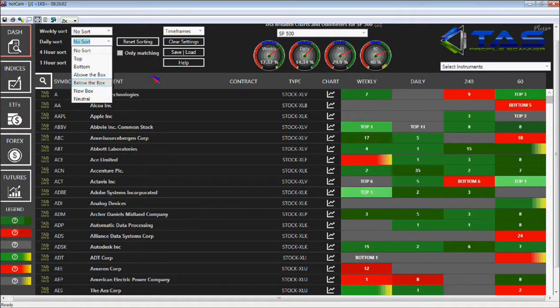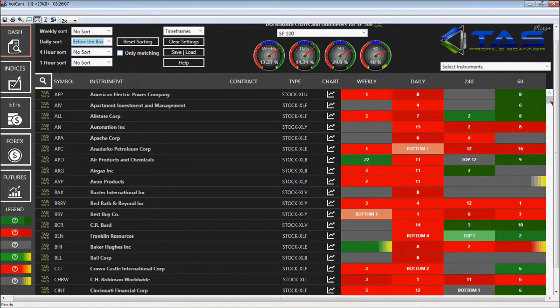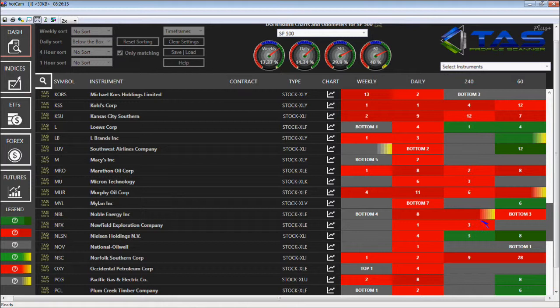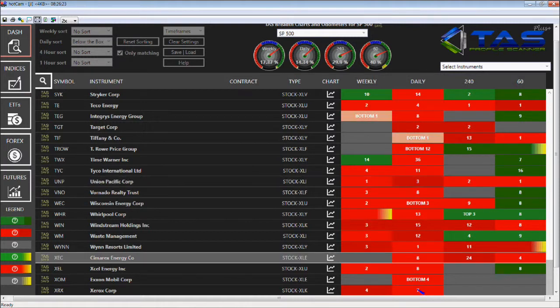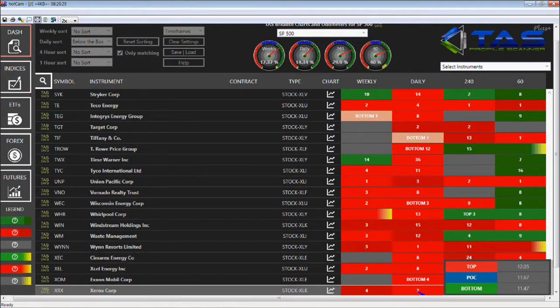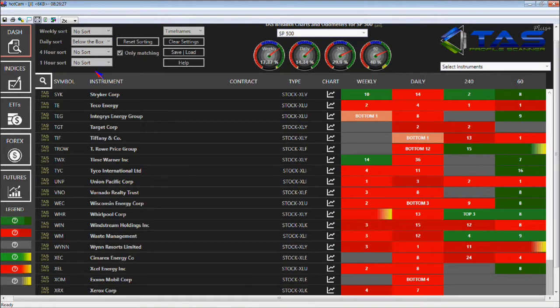So we're trying to calm the colors down, trust me. Below the box, here we go. Let's take a look at our daily sort. We're looking at stocks that are just not cooperating, and these are the ones that we want to try to pick off. As you can see, the darker reds are farther below the profiles, and the lighter hues are closer to the profiles. Let's look at our weekly sort below the box here.